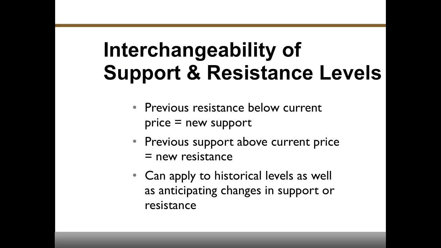To this point, we have only considered previous support or resistance levels to identify current levels of support or resistance. One of the precepts that you should make sure to remember is that previous support and resistance levels can change roles depending on where the stock's current price is in relation to them. A previous level of resistance that is now below the current price can act as new support, while a previous level of support that is now above the current price can act as new resistance.